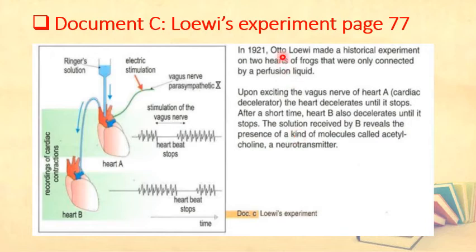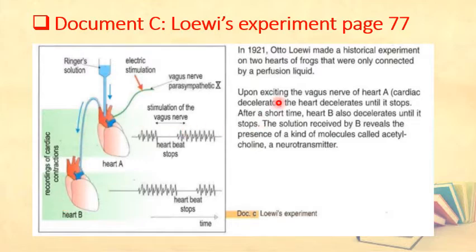In 1921, Otto Loewi made a historical experiment on two hearts of frogs that were only connected by a perfusion liquid. So he got two frog hearts, and they are connected by a perfusion liquid, or Ringer's solution. This solution is made of salts or ions to keep them functioning, in order to check their work.